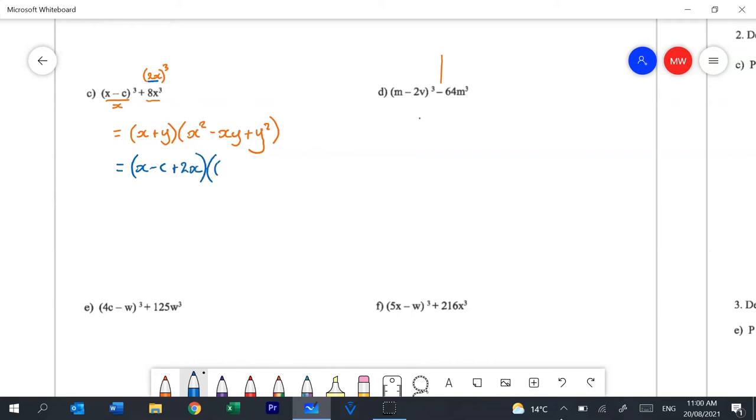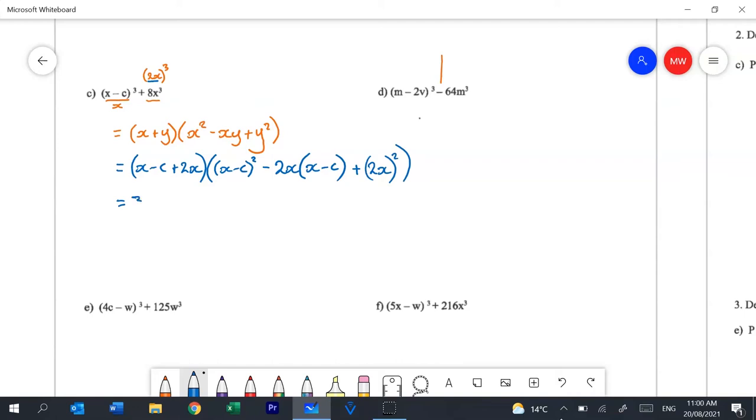And over here, I'll have x minus c all squared minus, and this is the bit where I do the y times x rather than x times y, because 2x outside of x minus c is much easier for us to process than the other way around. It's the way that we're used to seeing it. And then on the end, we will square y, so it will be 2x all squared.